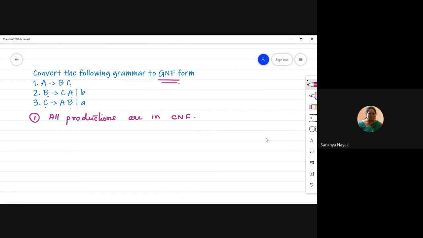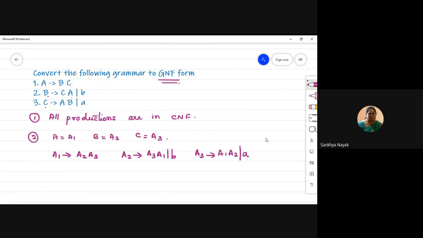The second step was renaming. So let us call A as A1, B as A2, and C as A3. So that means now the first production will become A1 derives A2, A3. Second production becomes A2 derives A3, A1 or B. And the third production becomes A3 derives A1, A2 or A.